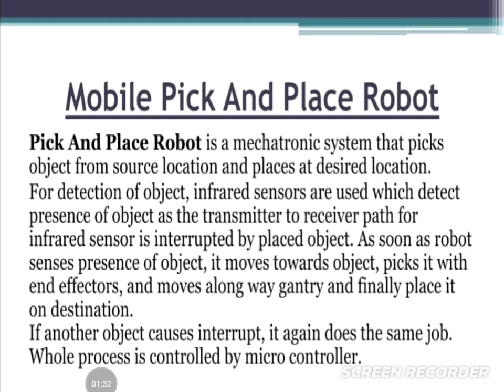A pick-and-place robot is a mechatronic system that picks an object from a source location and places it at a desired location. For detecting the object, infrared sensors are used, which detect the presence of the object, with a transmitter and a receiver path that is interrupted by the placed object. As soon as the robot senses the object, it moves towards it, picks it with the end effector, moves along a given path and finally places it at the destination. If another object causes an interruption, it repeats the same job. The whole process is controlled by the microprocessor.